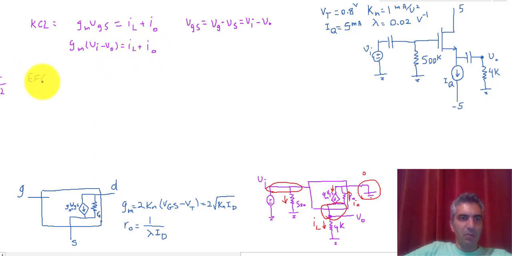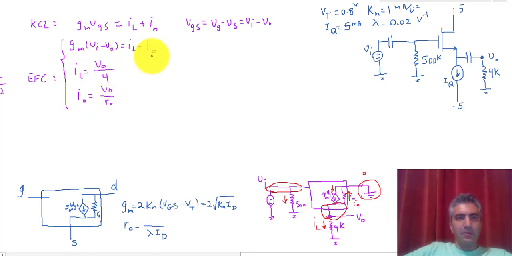Now I'm going to move on to writing equations for components. So we have this current, this resistor and that resistor, for which I need to write the equation. I can actually write the equation for the 500K, but that's not really required unless you want to know what the small signal current through that 500K resistor is. So for the 4K, IL is equal to V out divided by 4. And for R naught, we have I naught is equal to V out divided by R naught. So from these three equations, we have what we need in order to find out what the gain for this amplifier is.